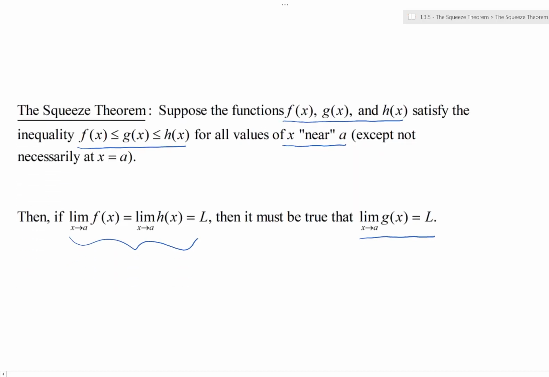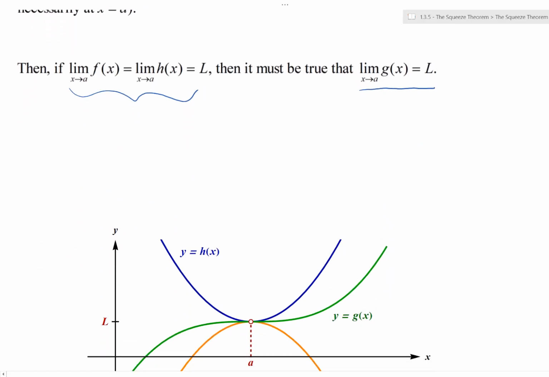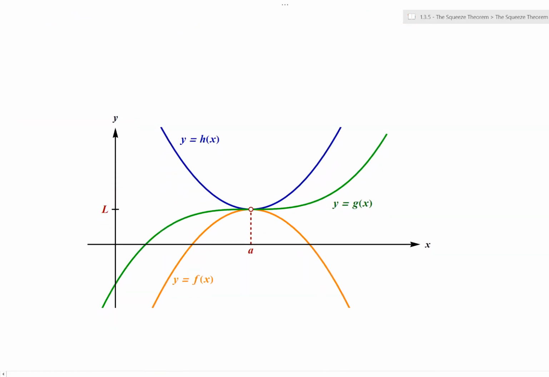So visually, let's try to get an idea of what this means. Let's take a look at this graph. In this picture, we see three different functions: the orange graph down here, f of x, the blue graph, h of x, and then the green graph, the function g of x. As we can see, when we are nearby x equals a, think about this little interval right there, the function h of x has values bigger than or equal to g, and the function f of x has values less than or equal to g.